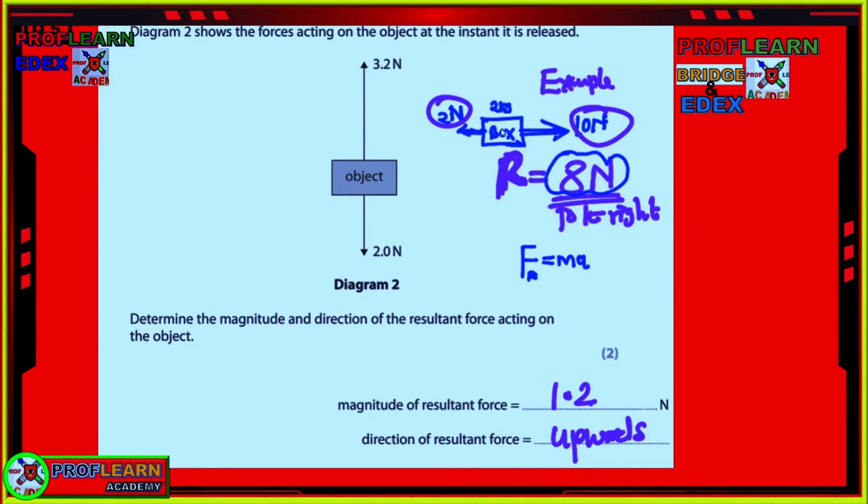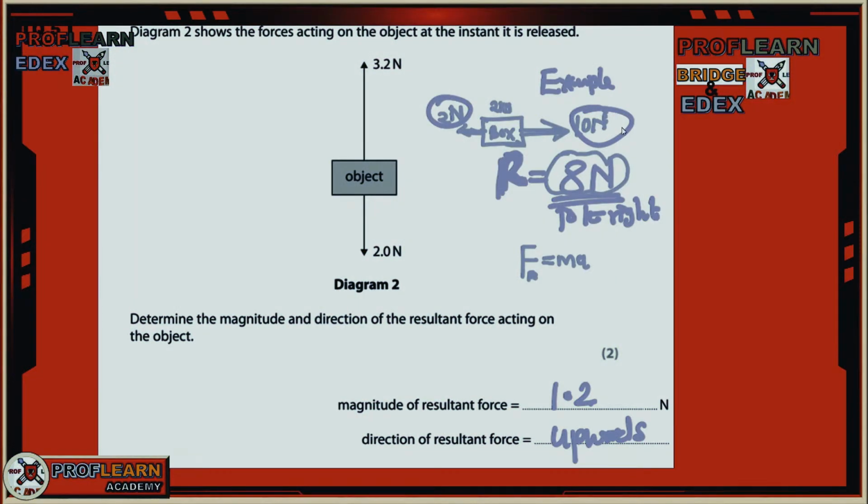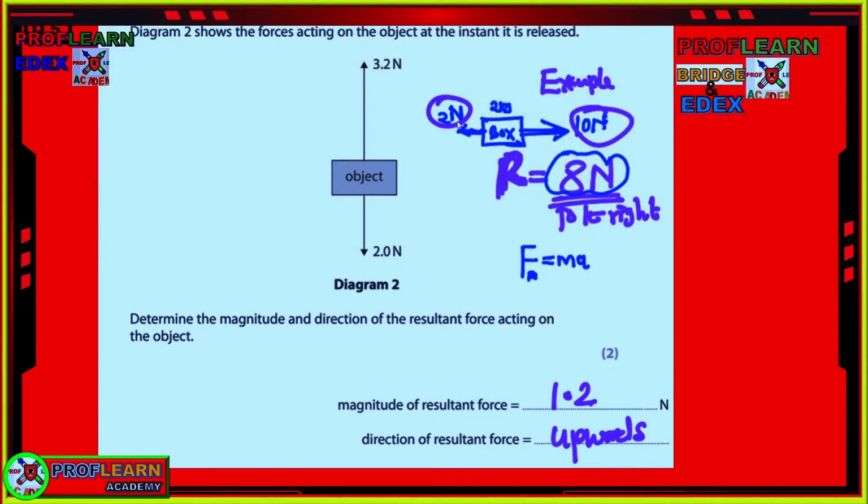I was just using an example here to explain to my students that if we have a box of 2 kg and there is a force of 10 Newton pulling this side and another force of 2 Newtons this side, the resultant force will be the difference, and the direction will be towards the right, towards the greater force.